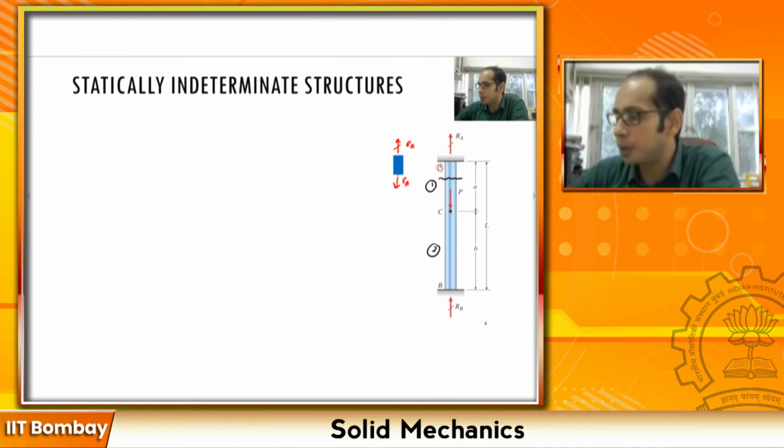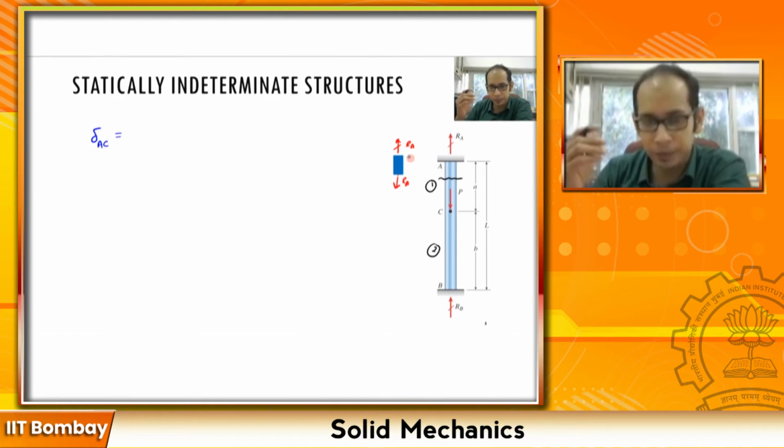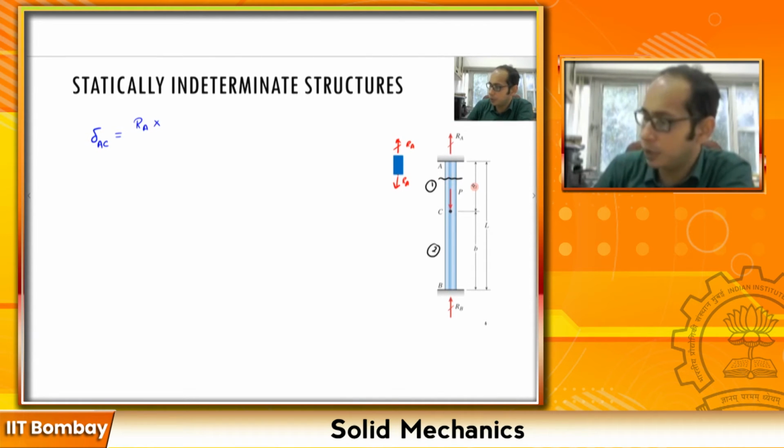So for this member AC, if I have to write the deformation of this member, delta AC, which always has this tensile force RA, how am I going to write that equation? Delta AC is going to be, remember, PL divided by AE. So I have my force RA times the length of the member AC. The length of the member AC is this A over here, so A divided by A times E.